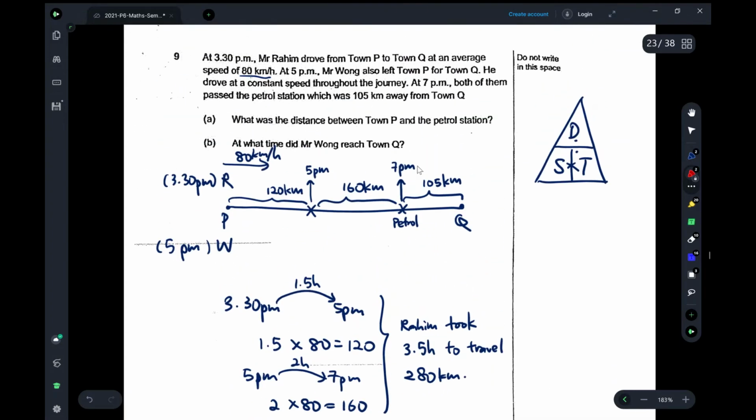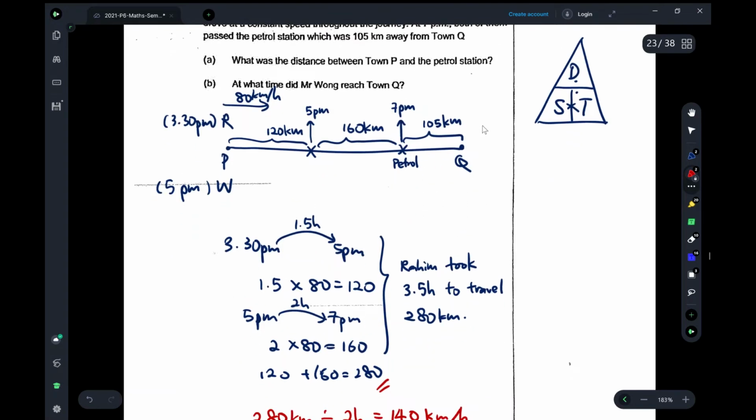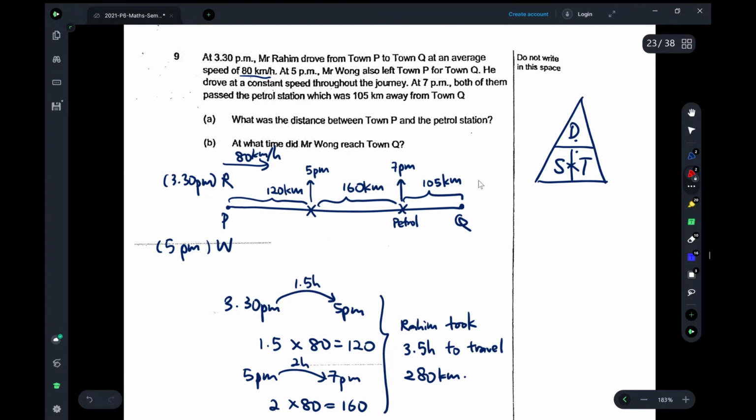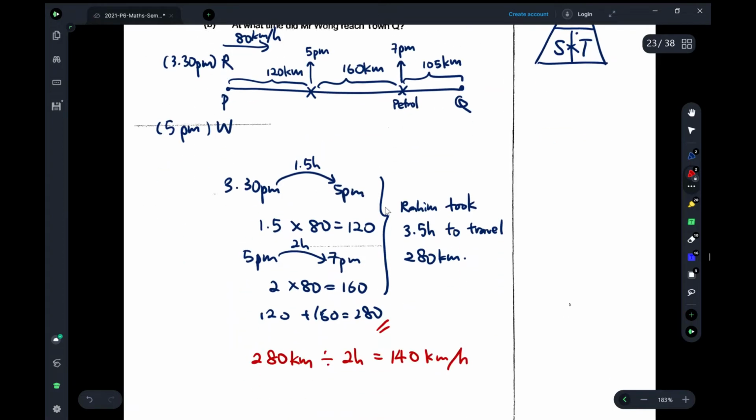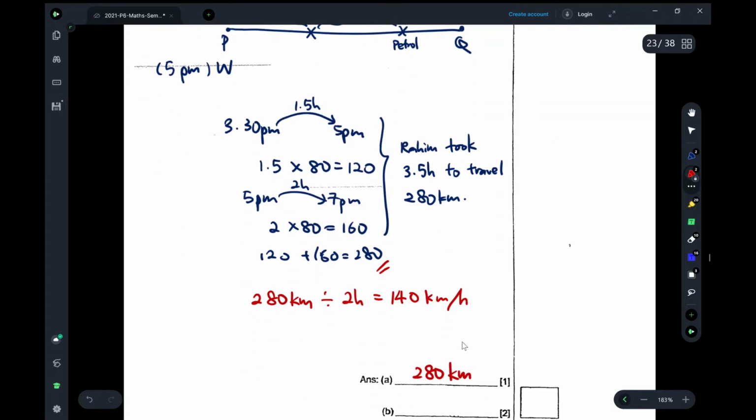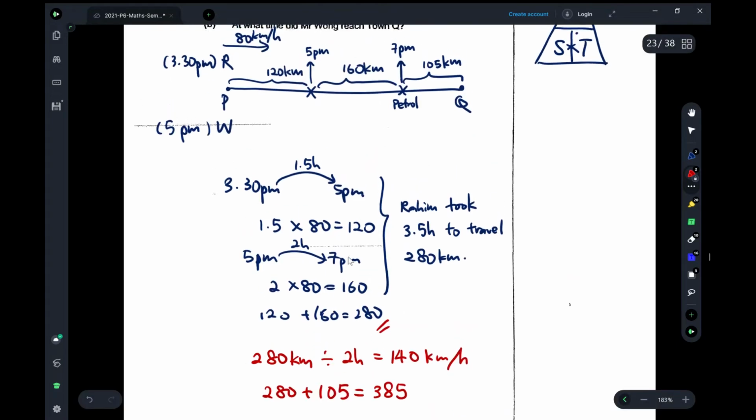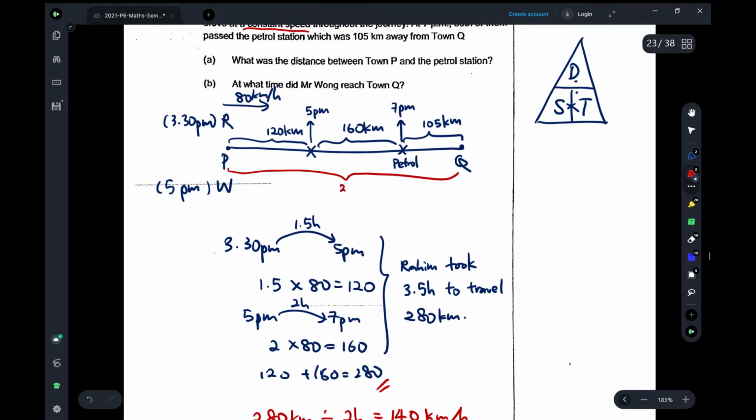Okay. Then, at what time did Mr. Wong reach Town Q? Okay. I know the entire distance. You just need to use the entire distance divided by the speed, because Mr. Wong drove at constant speed. I know that his speed was 140 km per hour. So the total distance of the entire journey from P to Q will be 280 plus 105. 385 is the entire distance. 385 km. Okay, so divide by his speed.